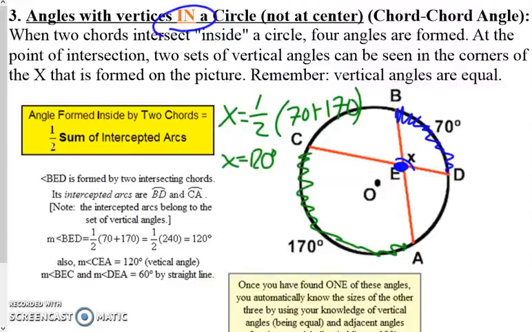Note that those 2 angles are vertical angles, so they are both 120 degrees. Okay?